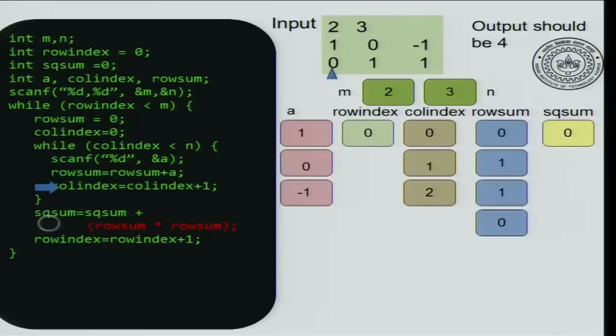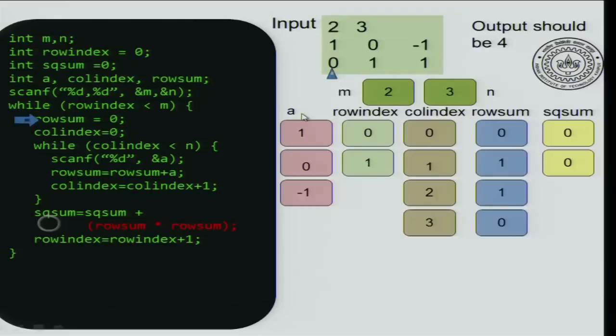Okay. So once you are done, now column index is 3. So this means that we have read all the entries in the row 0. Okay. So we have got the correct row sum. What we will do is add the row sum squared to the square sum. So row sum is 0, 0 squared to square sum. So square sum remains 0. Now you go to the second row. So increment row index. Row index is 1, so it is less than 2. We are reading row 1.